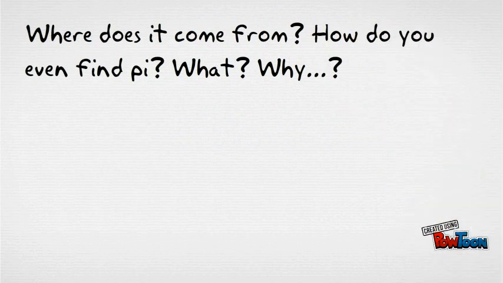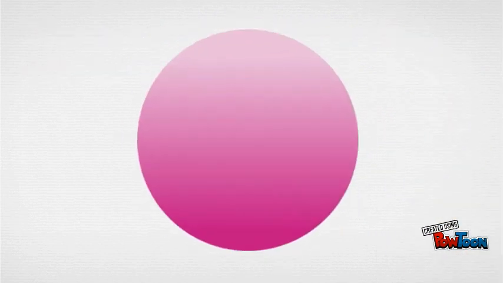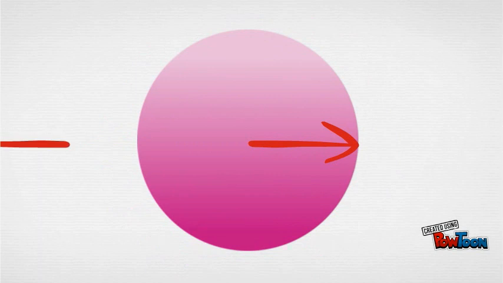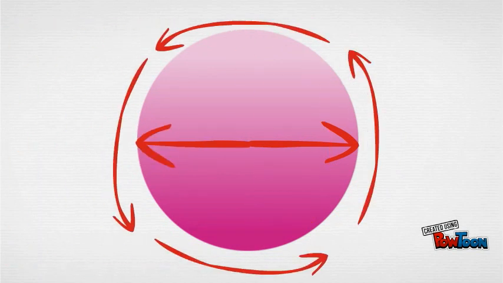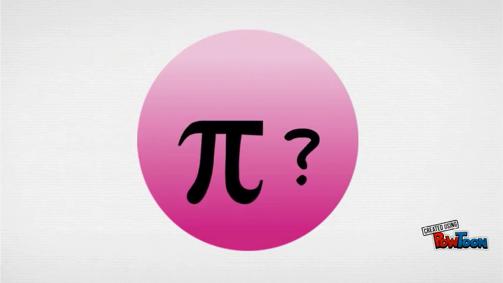Here I have a circle. An arrow from the center to the edge is called the radius. If I add another arrow, I've just created the diameter. Then I have arrows surrounding the circle, which is called the circumference, or the distance around. These are just some of the basics of a circle.